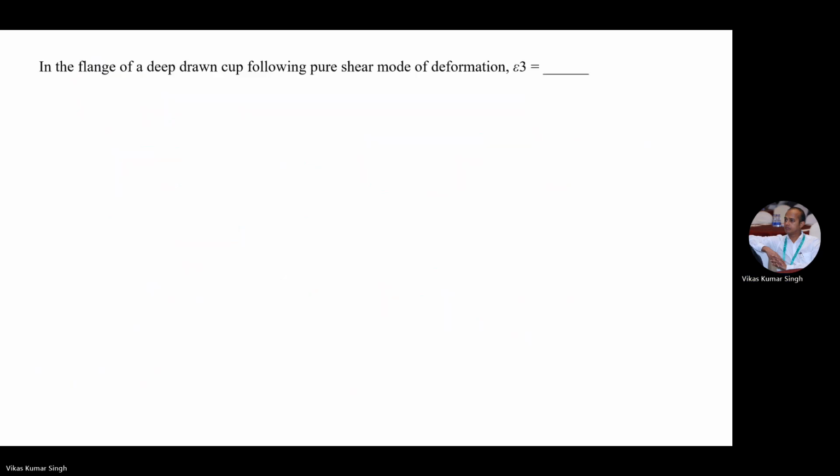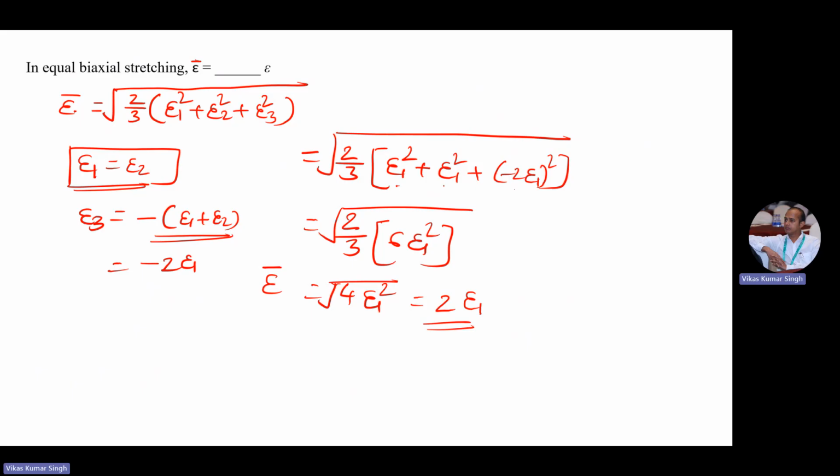Now, if somebody asks, instead of equal biaxial, somebody can put a condition of plane strain also. What will happen if plane strain is there? You must be ready for this type of question also. When that comes, one strain goes away, and you have only two, epsilon 1 and epsilon 2.